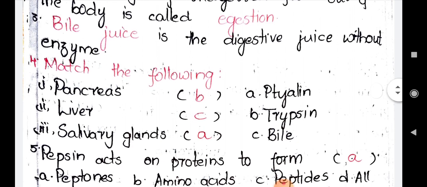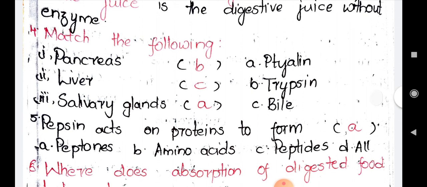Next, let's go to the matching. On the left side they have given the organs and on the right side enzymes were given. Let us match the things. The first ones are pancreas, liver, and salivary glands. These all three are glands only. Pancreas is also a gland, but it is a mixed gland. The liver is also a gland, the largest gland in the body, and then the salivary glands. So these glands secrete different types of enzymes. What are those? Let us see.